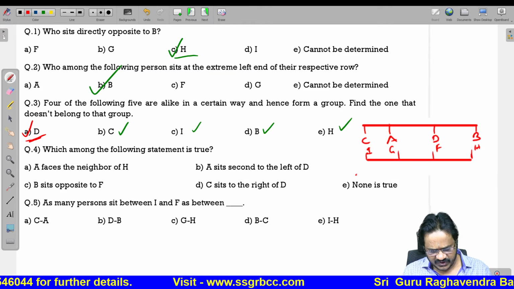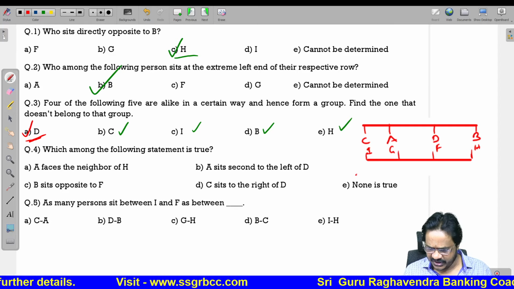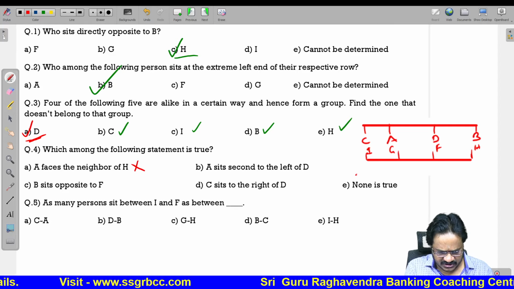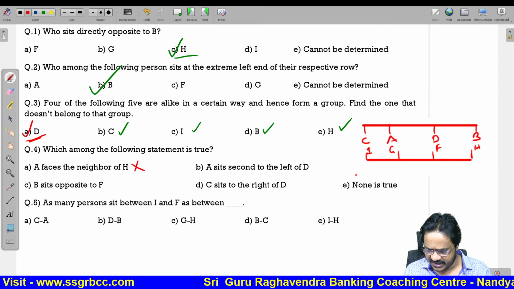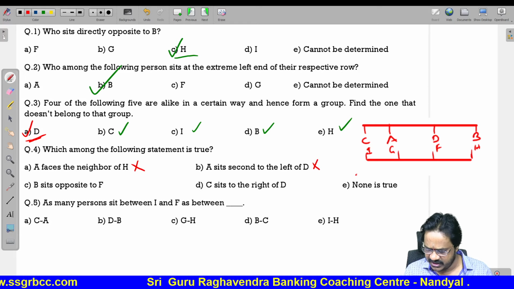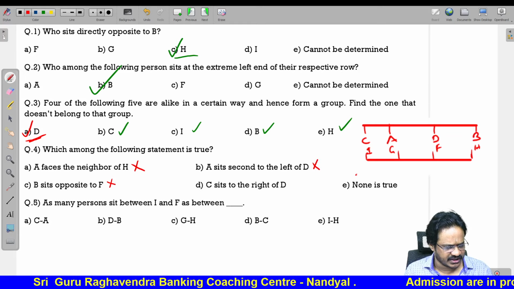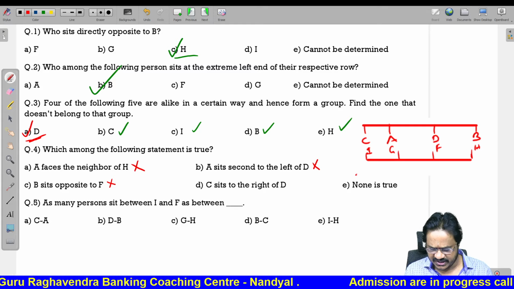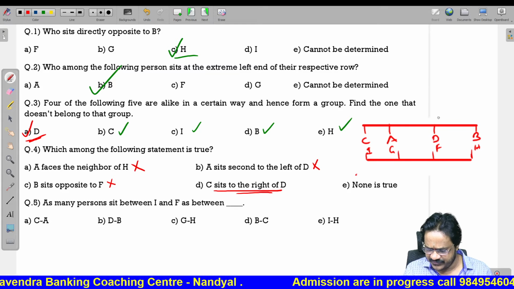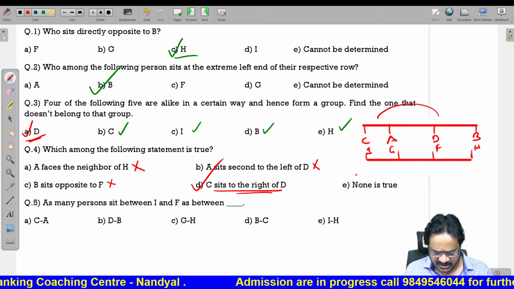Next, which is definitely true? A faces the neighbor of H, not correct. A sits second to the left of D, not correct. B is opposite to F, it is not correct. C sits to the right of D. So, C sits to the right of D, definitely correct.